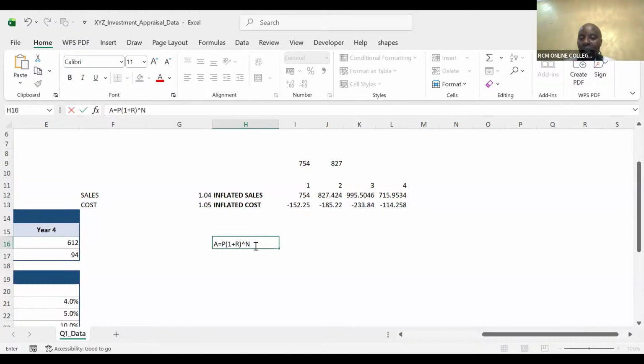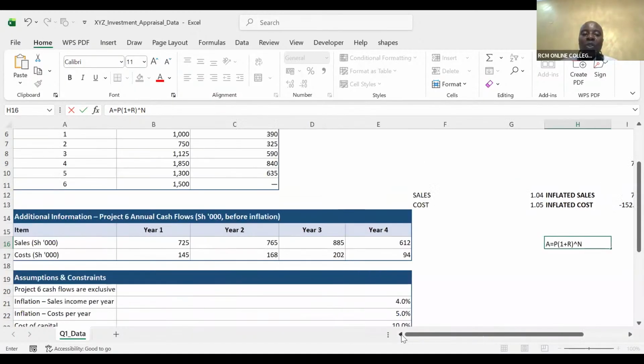Remember, this is about inflation. Inflation is about increasing. So then if you're increasing, then it has to be positive N. It cannot be negative N. When you say negative N, you are discounting. So this is inflationary. All right. Then what have we done? We've been told for sales, the rate of inflation for sales in this case here is 4%. So then the 1 plus R is what we did here. We did 1 plus R here. So we got 1 plus 0.04 for sales. So we got 1.04. And then the cost, you can see the inflation for cost is 5%. So we got 1.05.